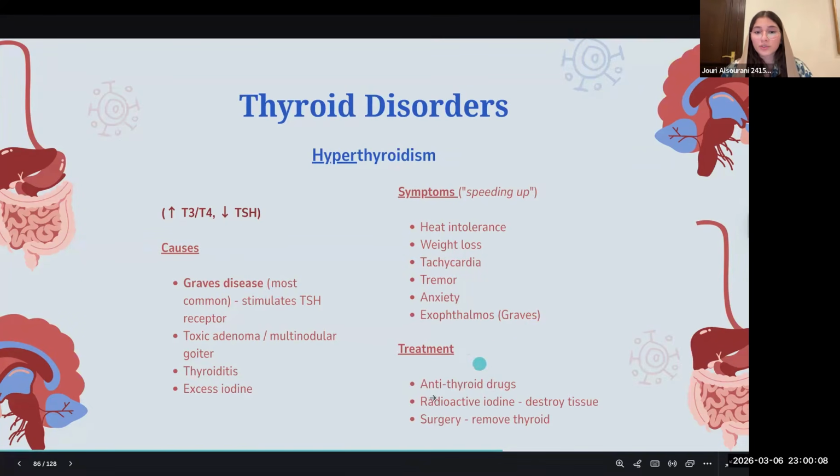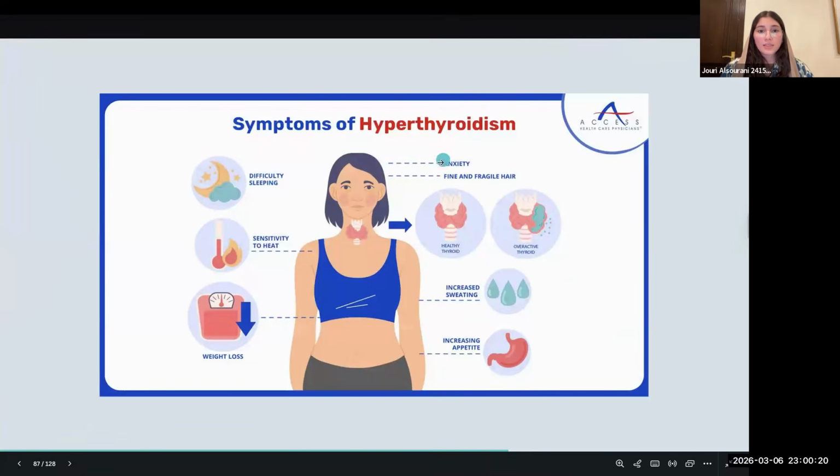Treatment for this, we want to reduce the thyroid, not give any more. So we do anti-thyroid drugs. We can even destroy the thyroid tissue with radioactive iodine, and we can just remove the thyroid gland completely. And this is how hyperthyroidism will typically present.